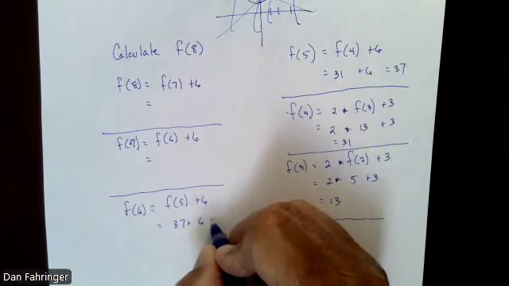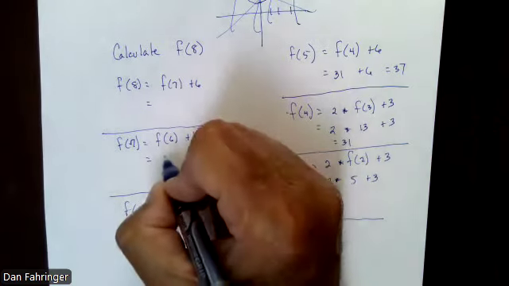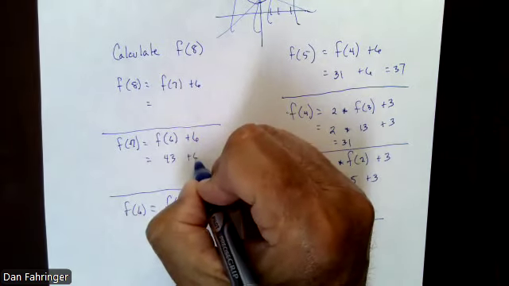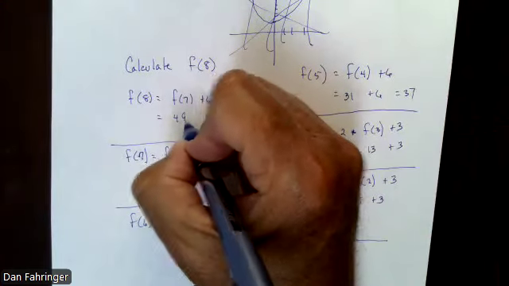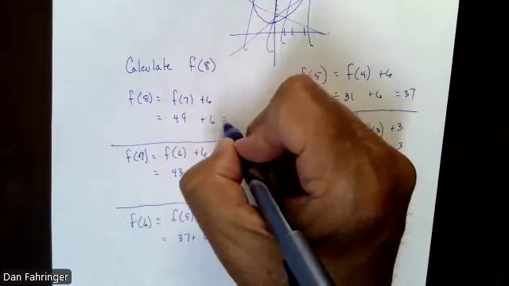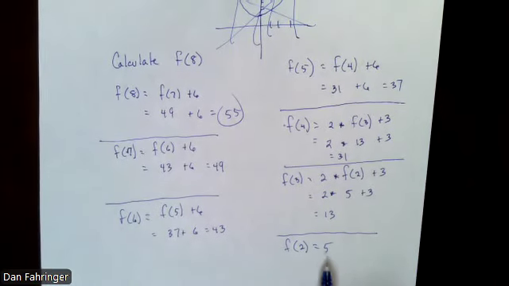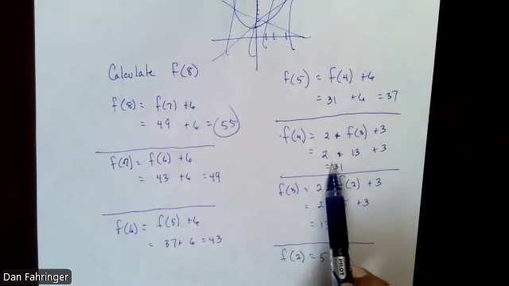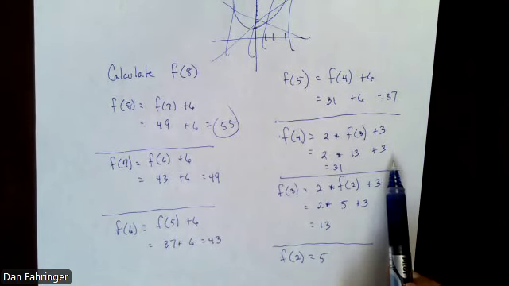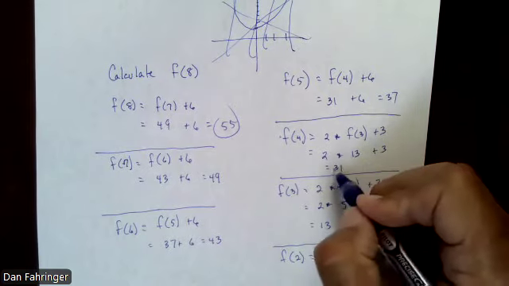37 plus 6 is 43. 43 plus 6 is 49. 49 plus 6 is 55. All right, let me go back in and check. 2 times 5, and that's 13. And well, you did not, you big dummy. That's 29.